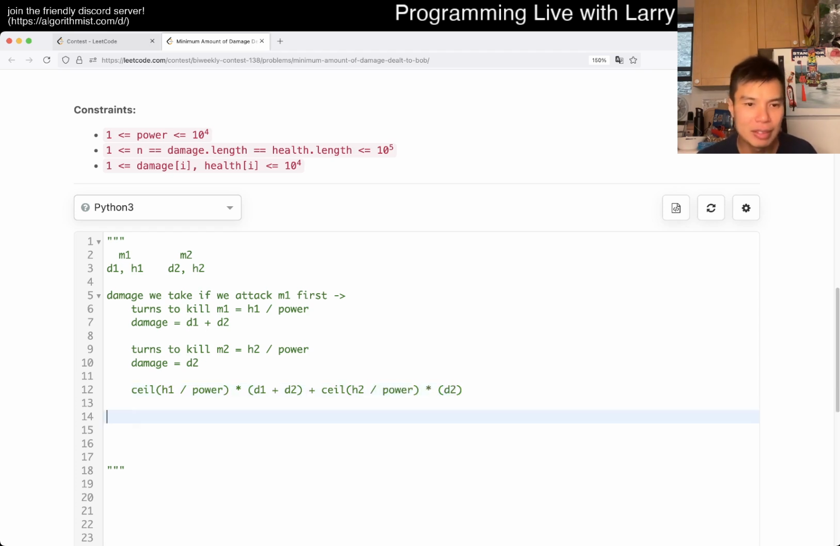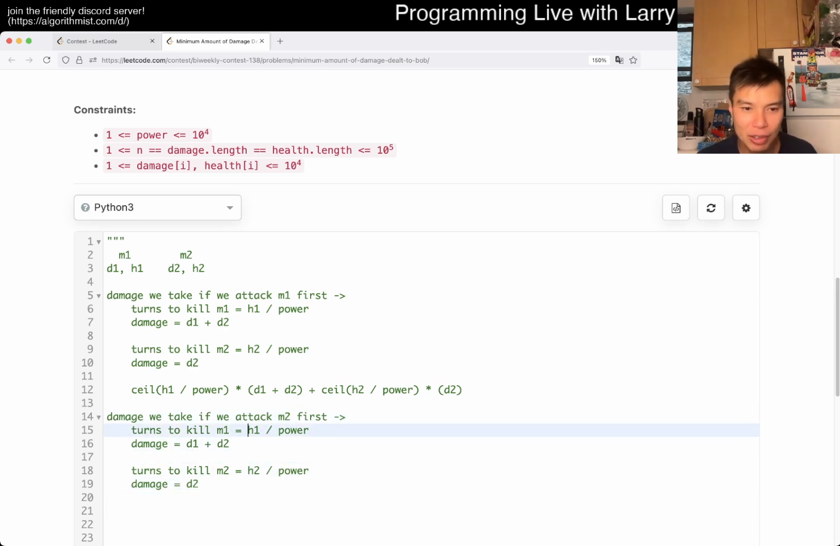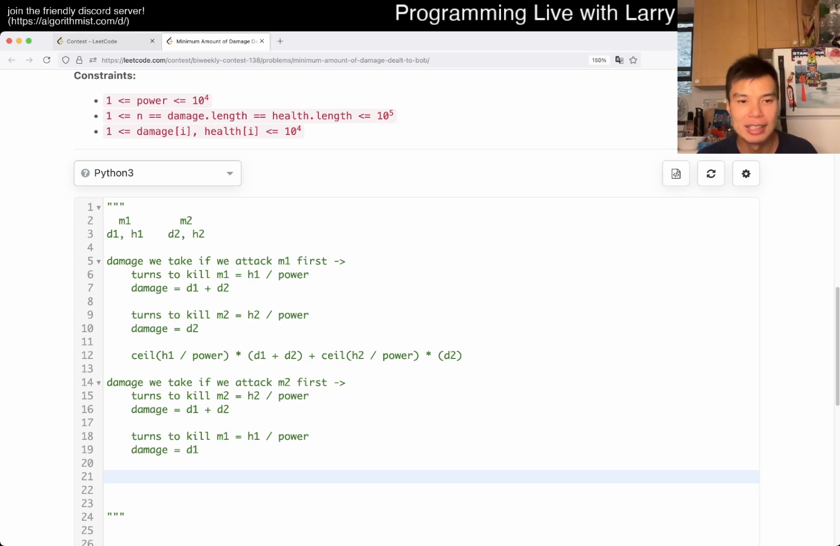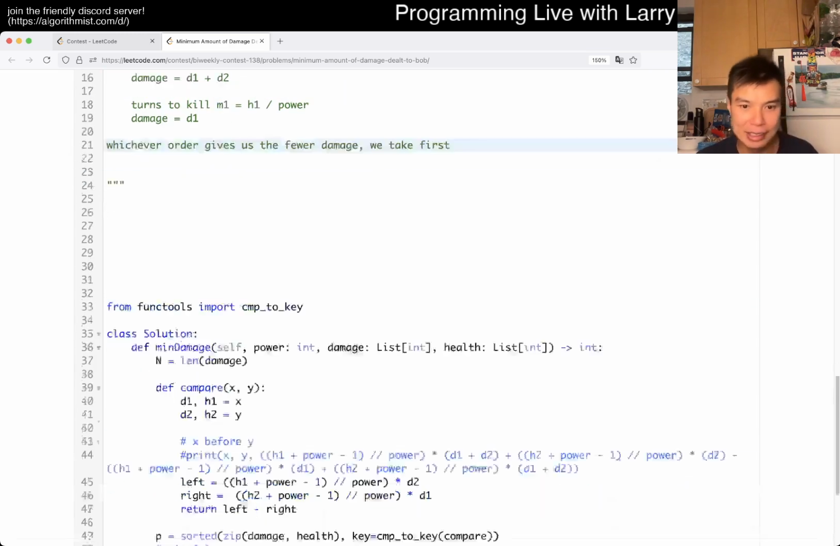And then now you analyze it for M2, and the idea is roughly the same, right? So turns to kill M2 is equal to H2 over power, and damage is going to be just D1, right? So that's basically the idea. And then we just take whichever order gives us the fewer damage first. So that's basically what I did here, right?